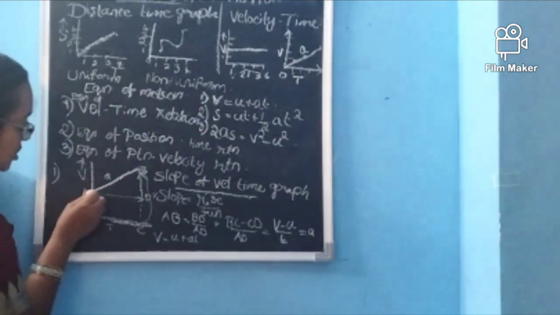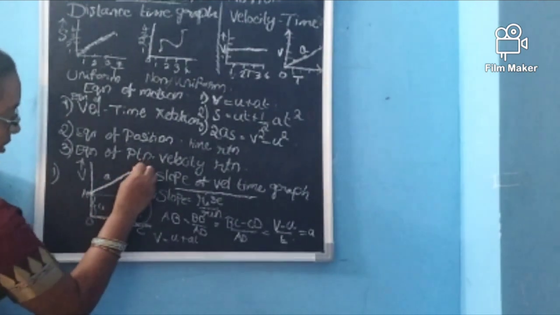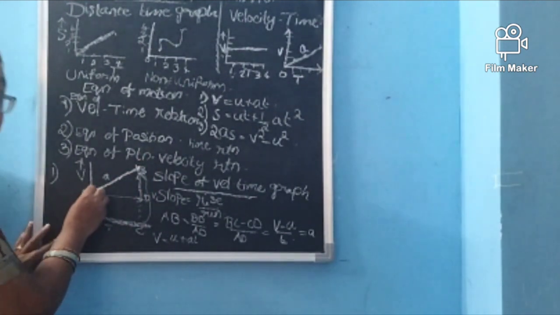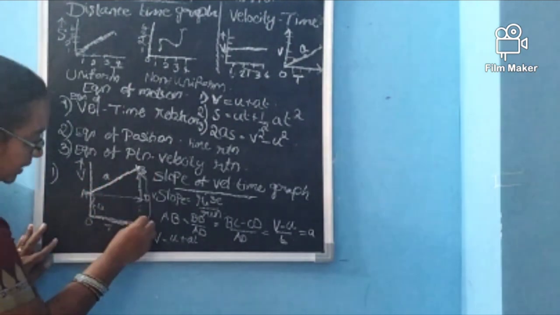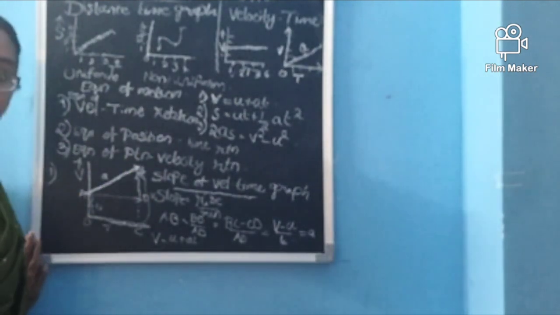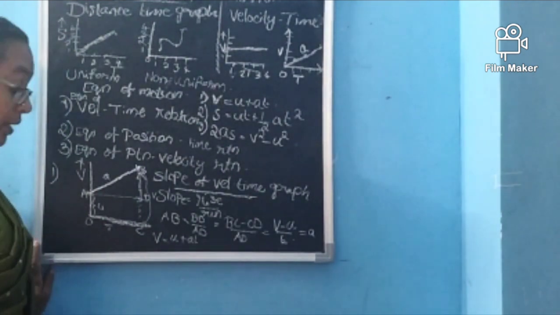This is the initial position, Kanna, and this is the final position. So this starts from, this is U. This distance is U, and this total distance is V. What is V? V is the final velocity.